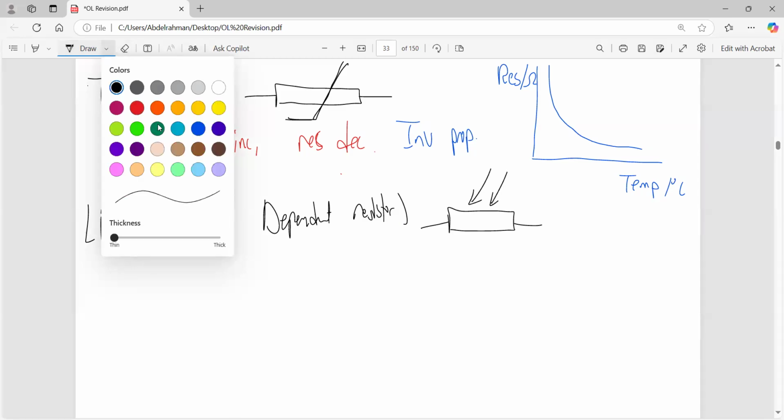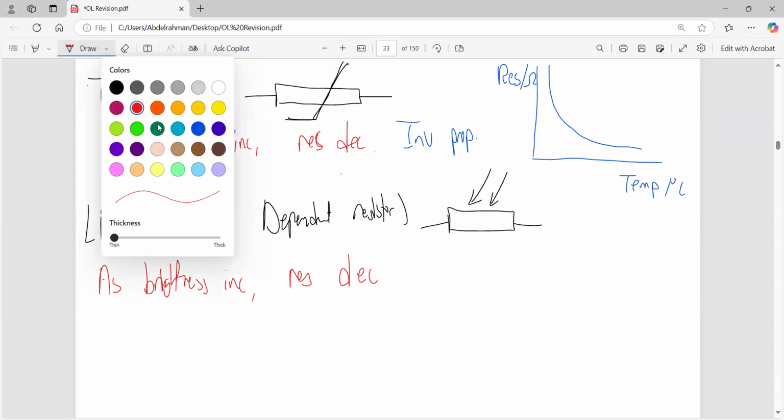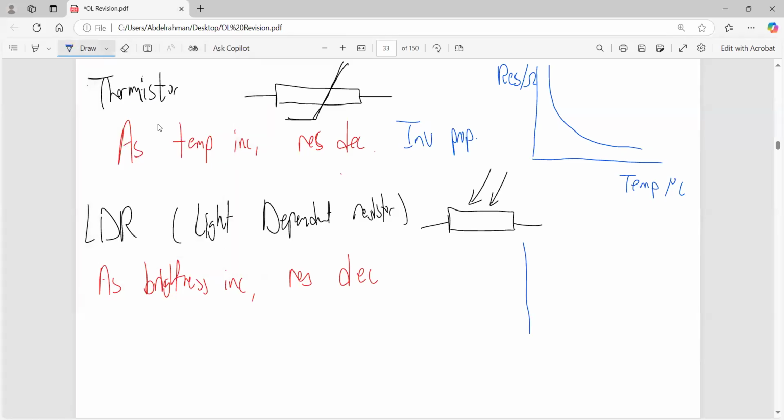How does it operate? As the brightness increases, what happens to the resistance? The resistance also decreases. It's a sensor which depends on the light. When the light increases, the resistance decreases. Again, if you want to draw a graph, it would be somewhat like this: the brightness and the resistance are inversely proportional. LDR and thermistor are inversely proportional to their surroundings.